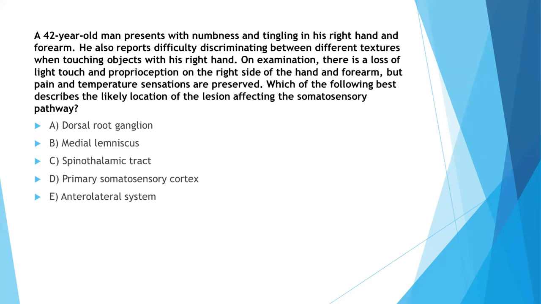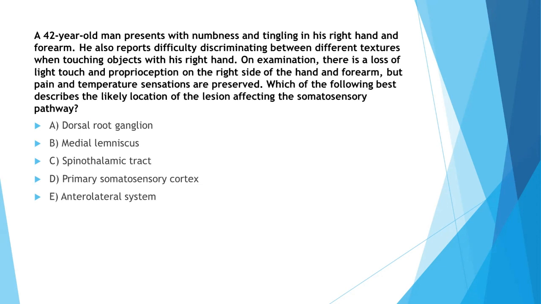A 42-year-old man presents with numbness and tingling in his right hand and forearm. He also reports difficulty discriminating different textures when touching objects with his right hand. On examination, there is a loss of light touch and proprioception on the right side of the hand and forearm, but pain and temperature sensations are preserved. Which of the following best describes the likely location of the lesion affecting the somatosensory pathway?